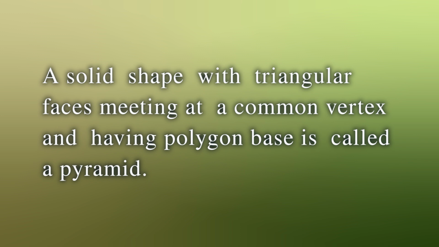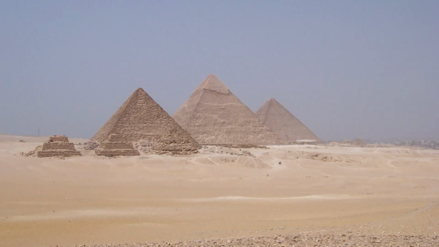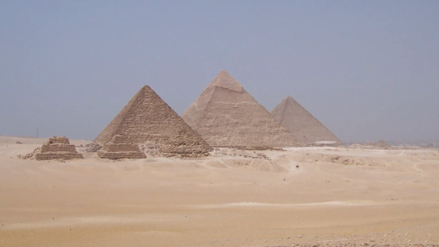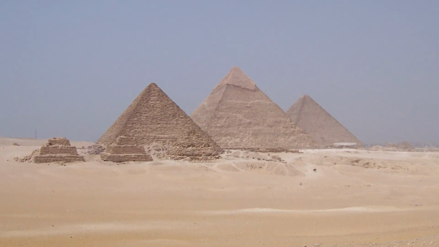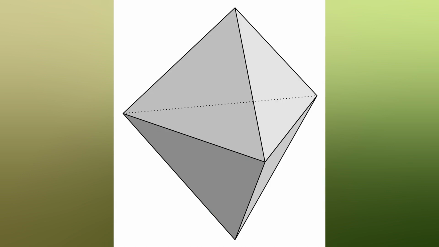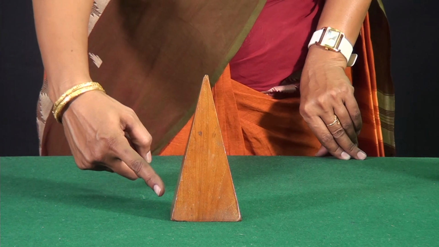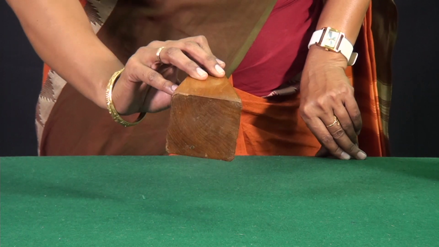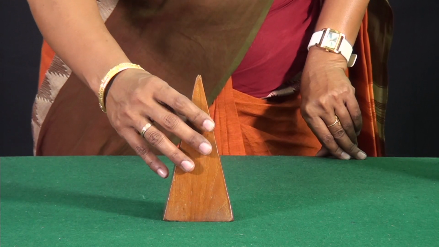Pyramids. A solid shape with triangular faces meeting at a common vertex and having a polygon base is called a pyramid. Some pyramids have square bases. For example, you would have seen the Egyptian pyramids. Those are examples of square pyramids. Triangular pyramids or the tetrahedrons. If the base of a pyramid is a triangle, then it is called a triangular pyramid. Square pyramid. If the base of a pyramid is square, then it is called a square pyramid.